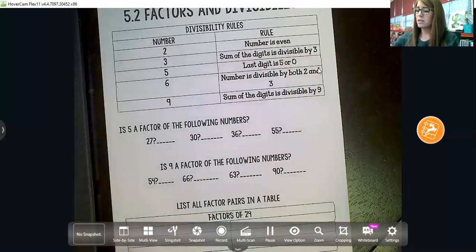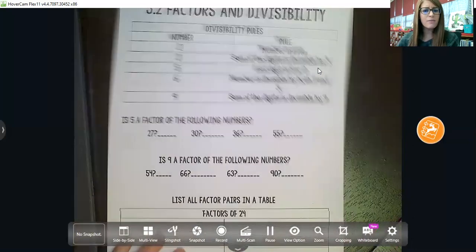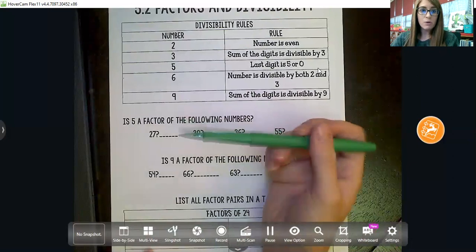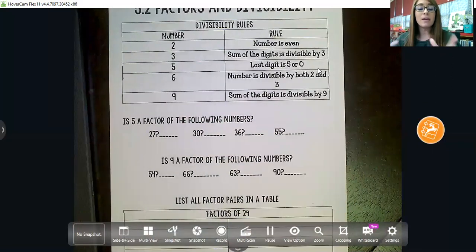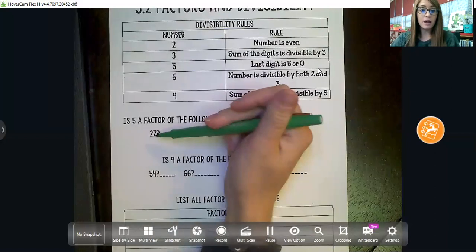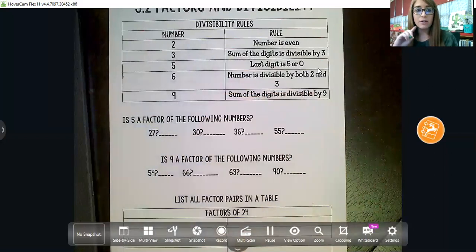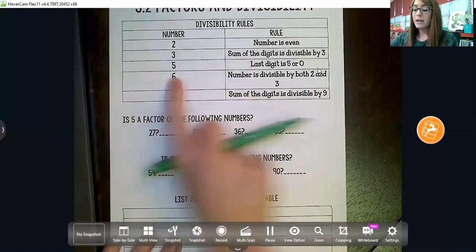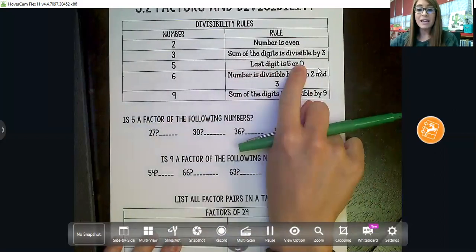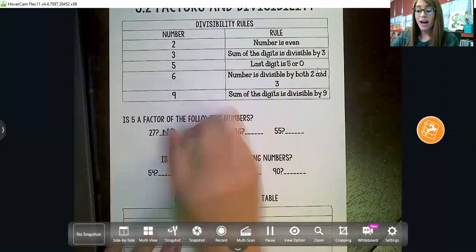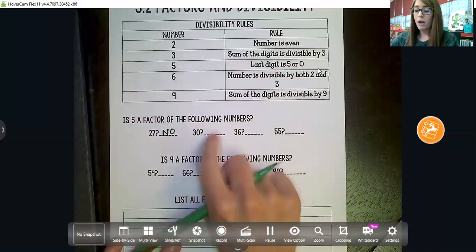All righty, so let's look at some of these numbers and see if they are factors of this or not. So is 5 a factor of the following numbers? And remember, 5 being a factor just means that you can multiply something by 5 to get this number, okay? So can I multiply something by 5 to get 27? No. How do you know? Right, because 27 does not end in a 5 or a 0, so 27 does not have 5 as one of its factors.